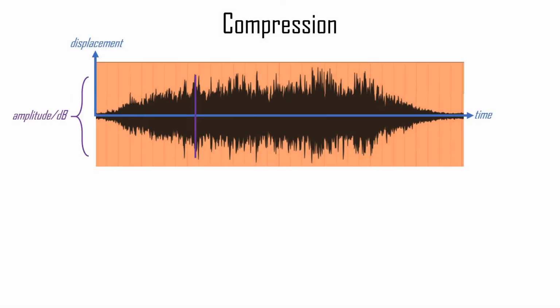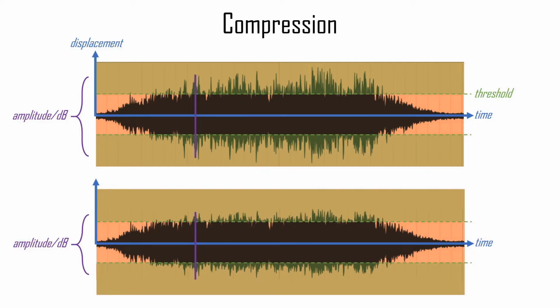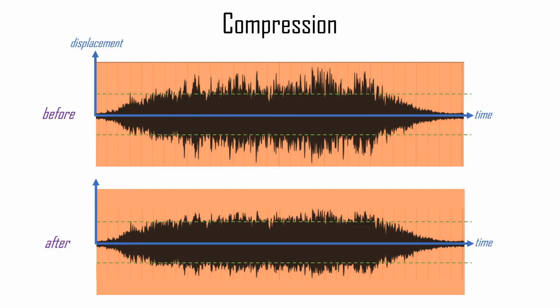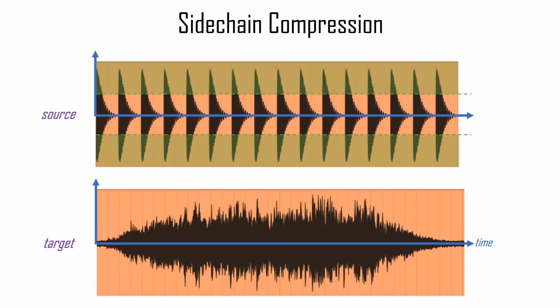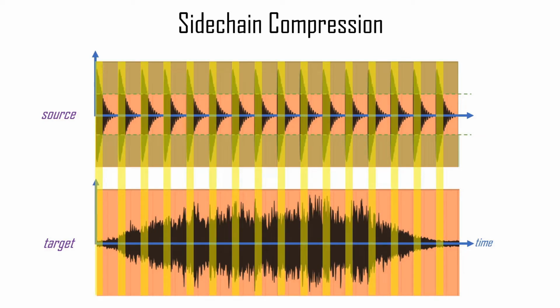Compression takes the amplitude or loudness beyond some threshold and squeezes it down by a certain ratio. In essence, compression evens out loudness or equalizes the dynamics. Sidechain compression is where the source of the compression is a different waveform than the target. In this example, the source is a bass drum, and we want to compress the target only after the bass drum exceeds a certain threshold. So now the compression only happens on the target in these highlighted areas.